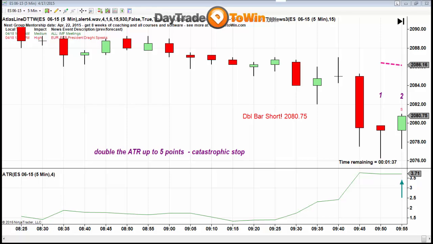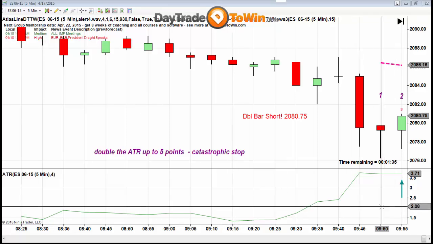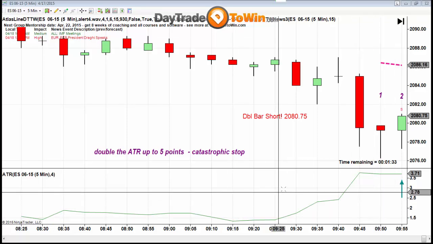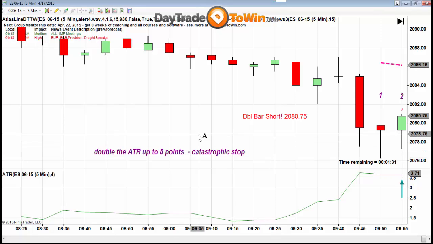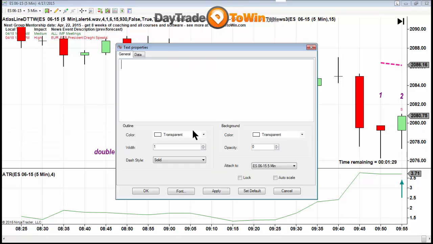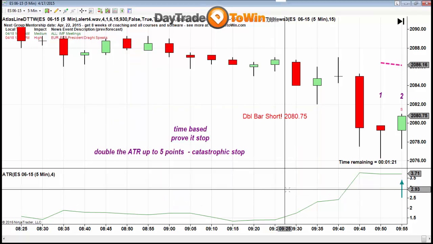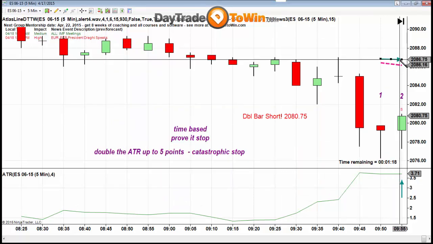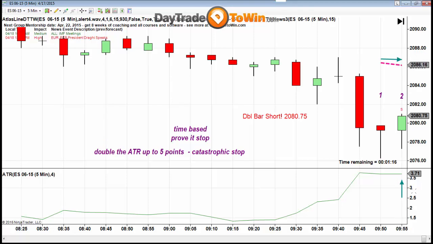But what else can I use to exit the trade if my profit target of 3.5 points isn't reached? That's where you have the other stops, whichever happens first, which is time-based, and prove it stop. So a prove it stop tells me that a close on the opposite side of the Atlas line, I should be exiting the trade. I shouldn't be in this trade any longer, because I have proof the market's going on the opposite side, or closing on the opposite side.